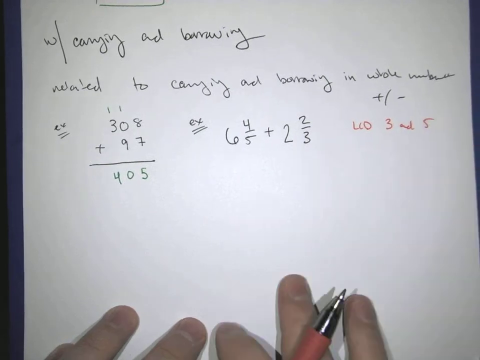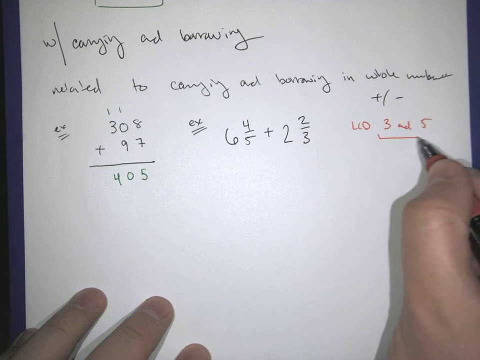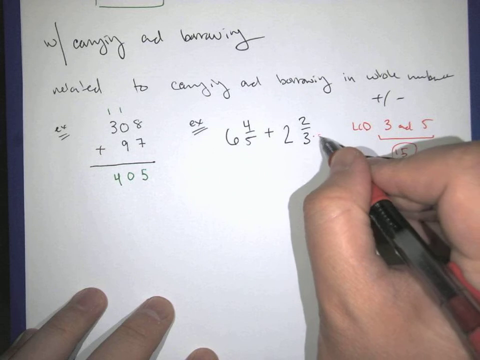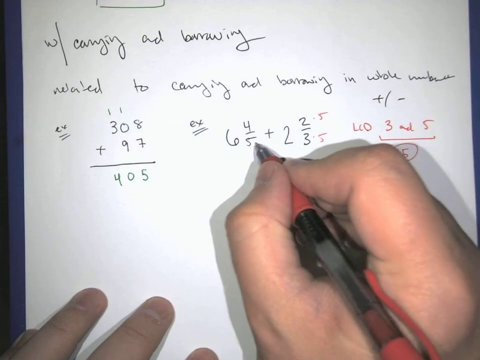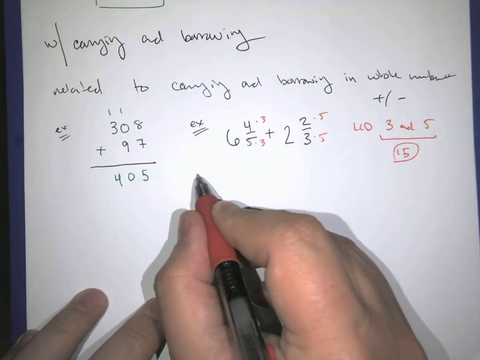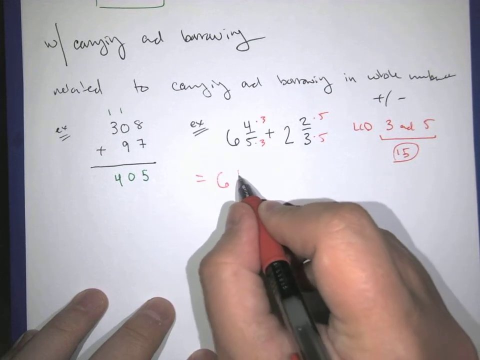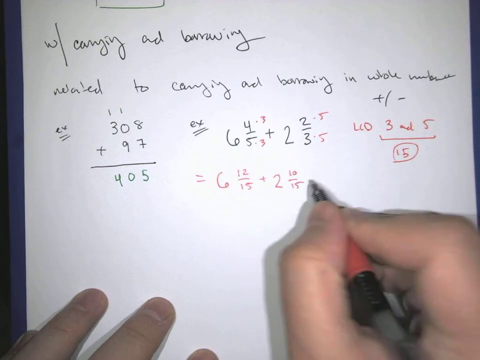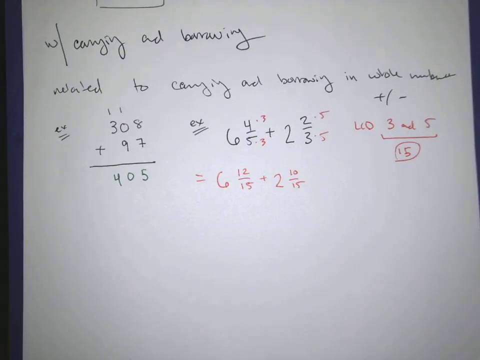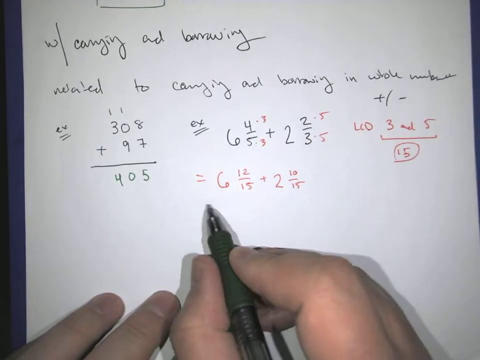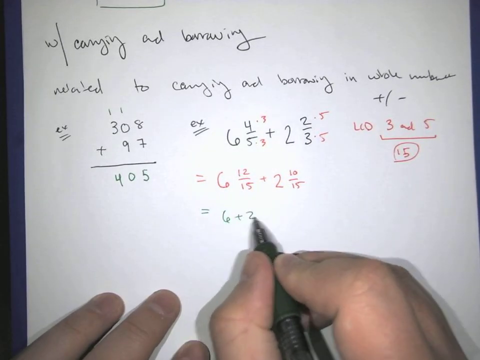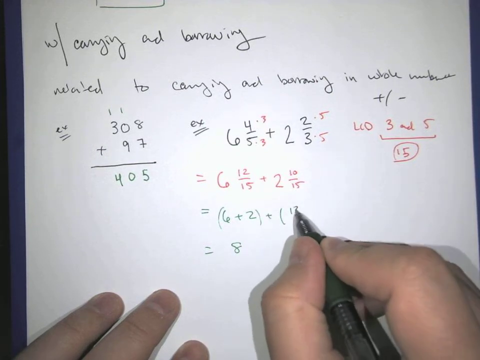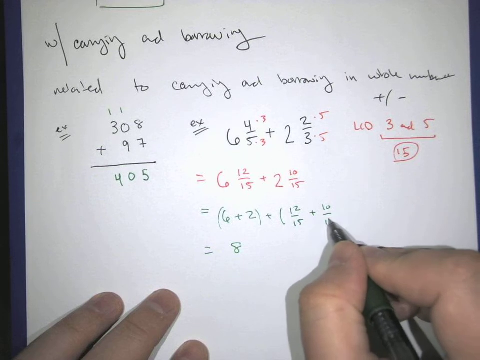For 3 and 5, they don't have any common values, so we're just going to have to use 15, the product of them together. 3 times 5, 2 times 5, 5 times 3, 4 times 3. Again, not doing anything to rewrite the whole number, so this is 6 and 12/15 plus 2 and 10/15. So if I just add by type, 6 and 2, that's going to be 8. 12 and 10, 12/15 plus 10/15.